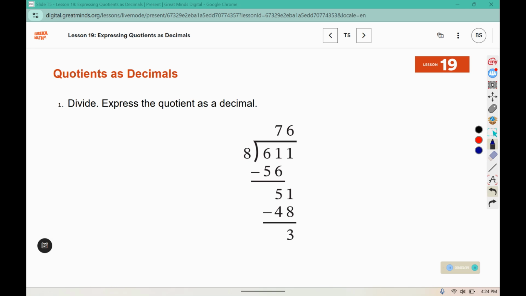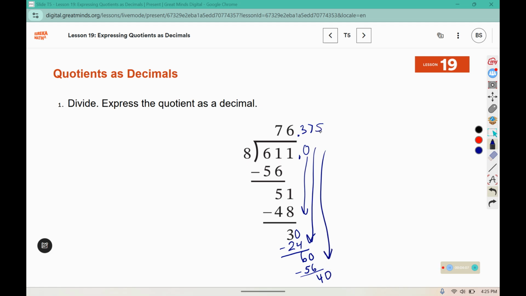So for this problem in your book, we are going to add those decimals in, bring down a 0. 8 fits into 30 3 times, which is 24. If we subtract, we would get 6. 8 fits into 60 7 times, which leaves us with 4. Bring down another 0. 8 times 5 is 40. So this is 76.375.